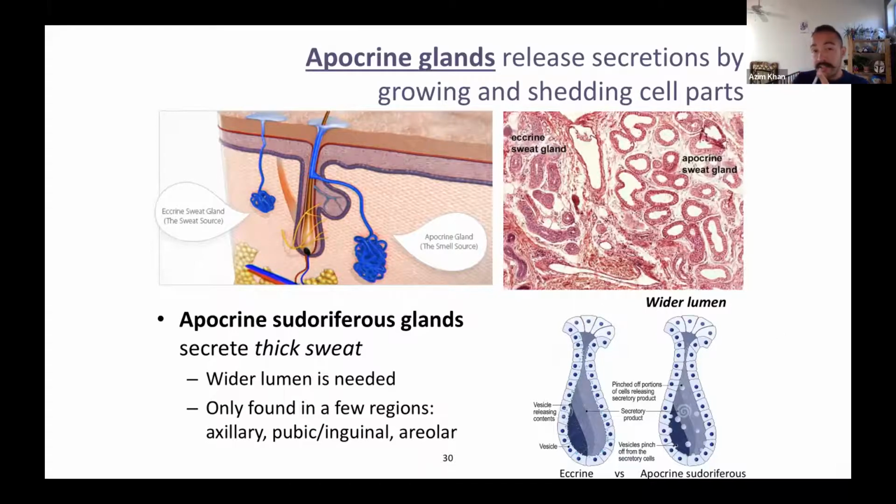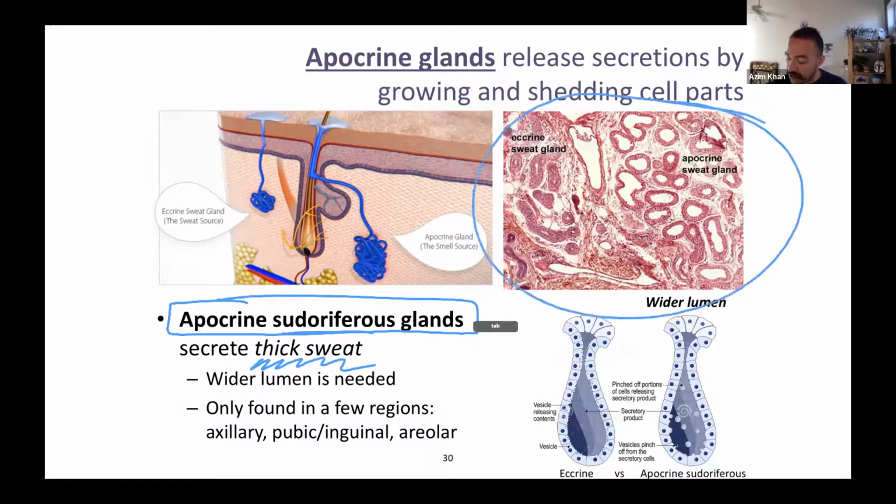You have mammary glands, those are apocrine. You have ceruminous glands, those are apocrine. Here's another apocrine gland. It is called an apocrine pseudoriferous gland. We went over ecrine pseudoriferous, that's a merocrine type, and it's watery. Apocrine pseudoriferous is a thicker sweat. Because it's a thicker sweat, a wider lumen is needed.